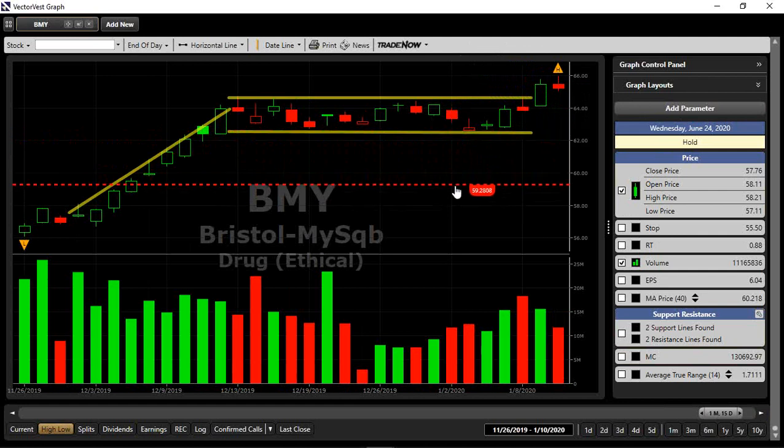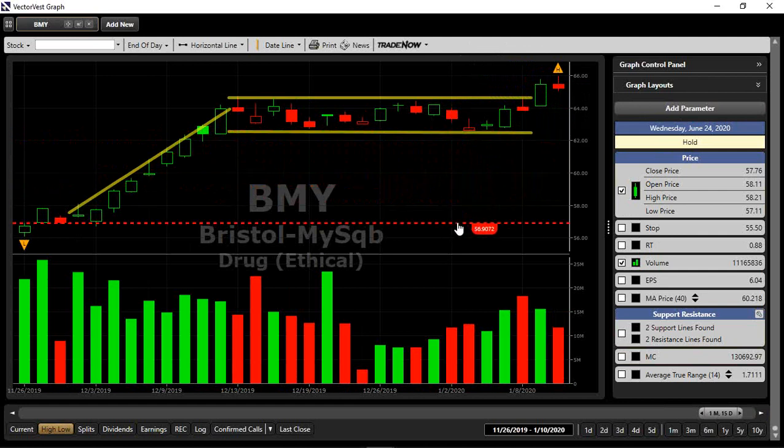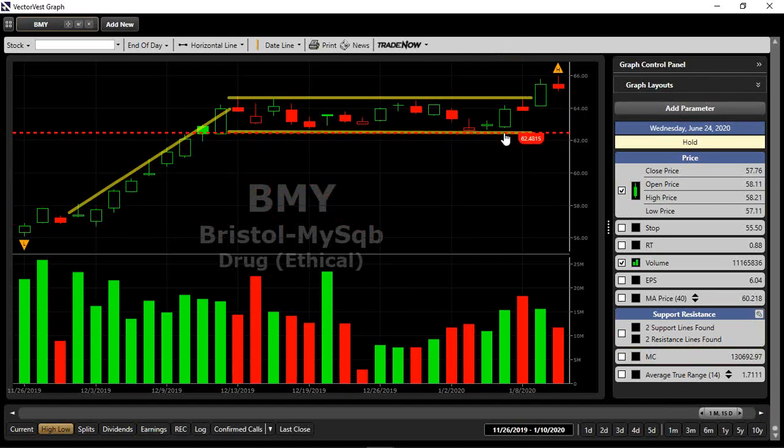Where's your initial stop loss? Well, with a horizontal channel, it's going to be right below the lower channel line. That is your initial stop loss. Right below the low of the consolidation period, right? Right below support. That's where your initial stop loss is going to be.